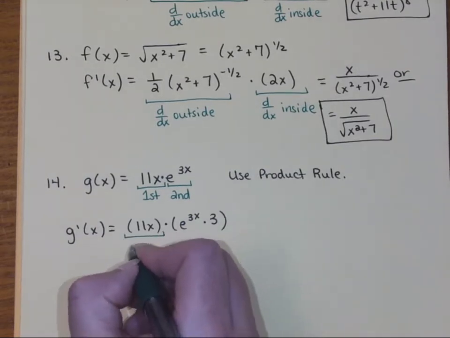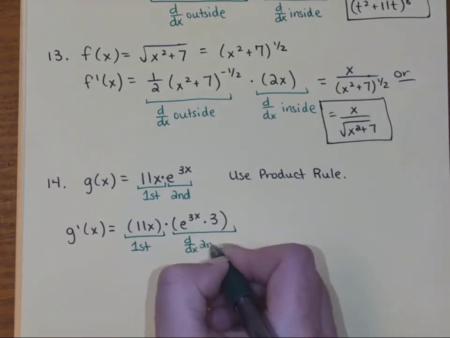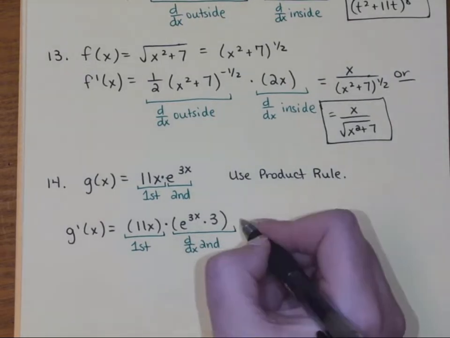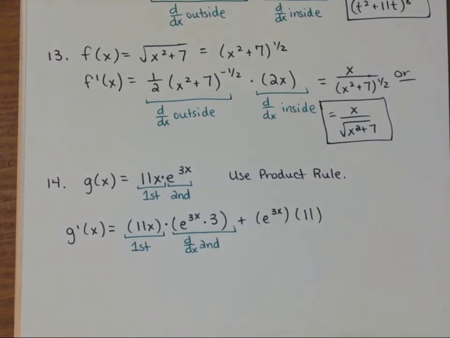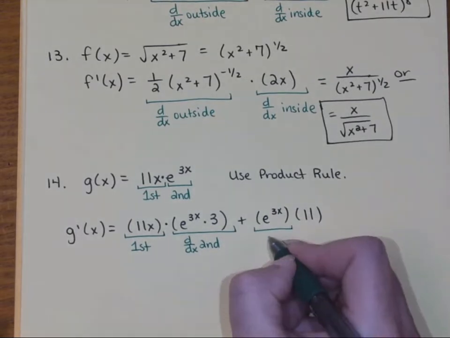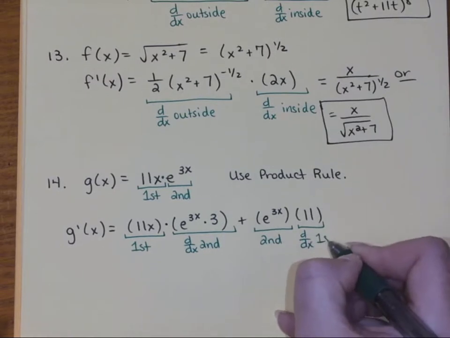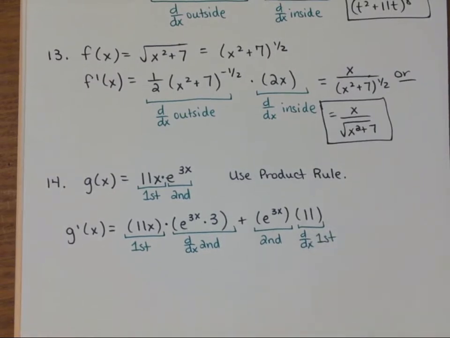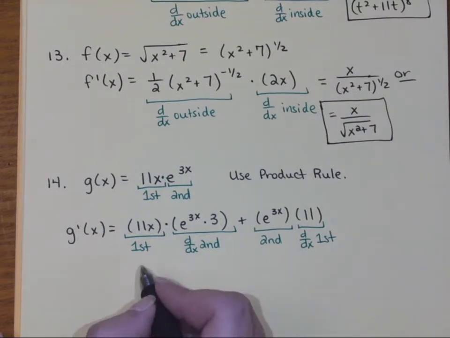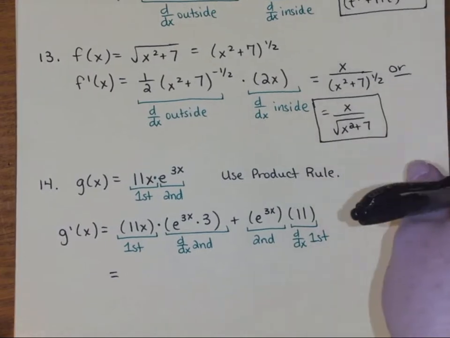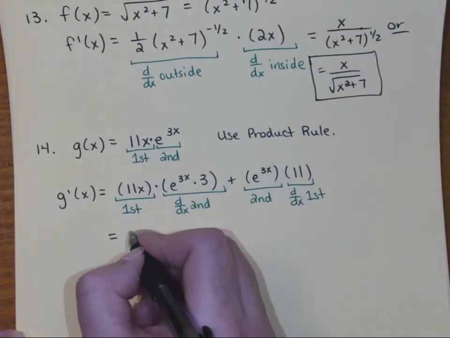Okay, so this is first times derivative of the second, and then plus the second times the derivative of the first. Okay, so I would probably be okay with it pretty much being left like this, but for the most part, you need to maybe try to look to see if they have anything in common. So I'm going to give you two forms of the answer that I would take.